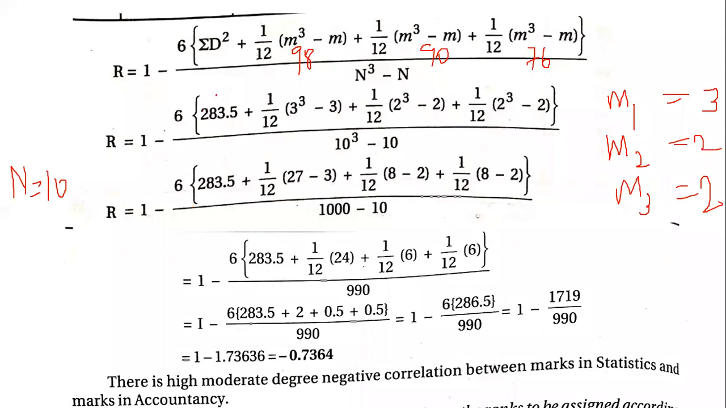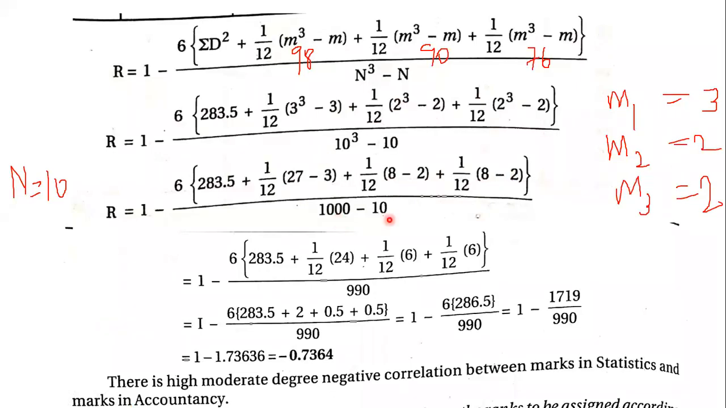So going on to the next step, 1 minus 6 into 283.5. Let us take out all the cubes first. So 1 by 12 into 3 cube is 27 minus 3 as it is. Again here, 2 cube is 2 into 2 into 2. 2 2s are 4, 4 2s are 8. So 2 cube value is 8 minus 2. Next, again 2 cube value is 8 minus 2 divided by 10 cube is 1000 minus 10.